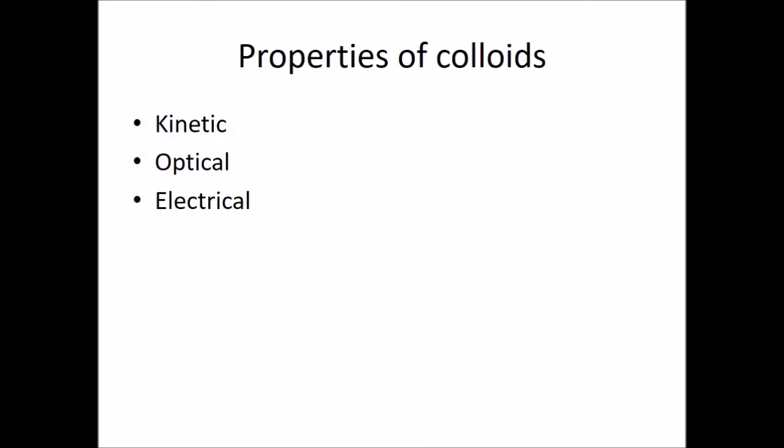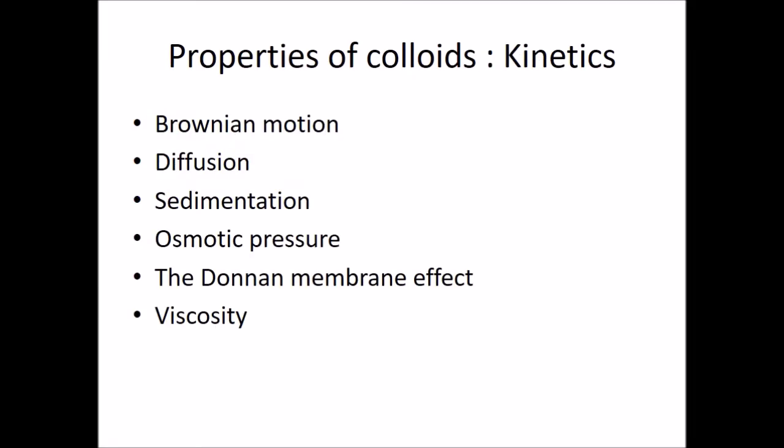So after we have finished the purification of colloids, let's go into the properties of colloids. There are three main properties of colloids: kinetic, optical, as well as electrical. For this particular lecture, I will only focus on the kinetic and optical. There are six kinetic properties of colloids, which include Brownian motion, diffusion, sedimentation, osmotic pressure, the Donnan membrane effect, as well as viscosity. We'll go into each property in more detail.